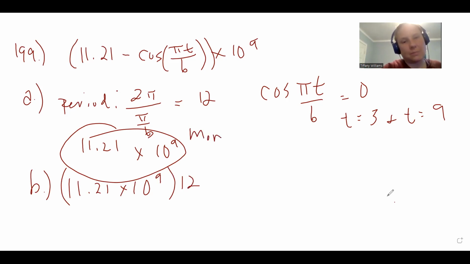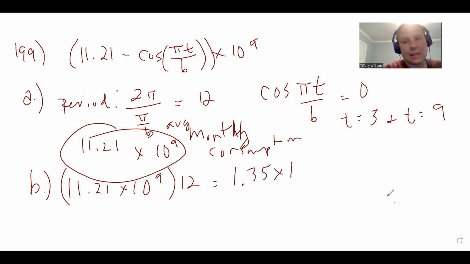That's monthly consumption. I think it's average monthly consumption. So the yearly consumption, if you multiply that by 12, is going to end up being 1.35 times 10 to the 11th. So that's yearly consumption.